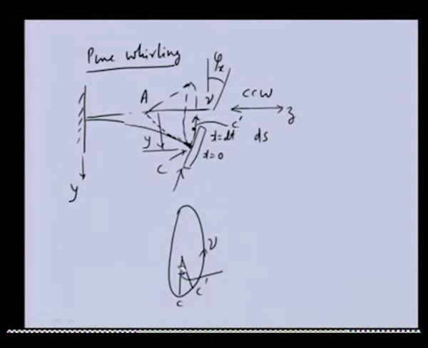So we will have this particular angle as nu into delta time t. So this is the angle which the disc will traverse from C to C prime.